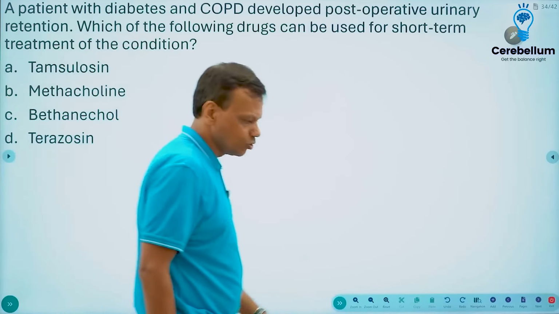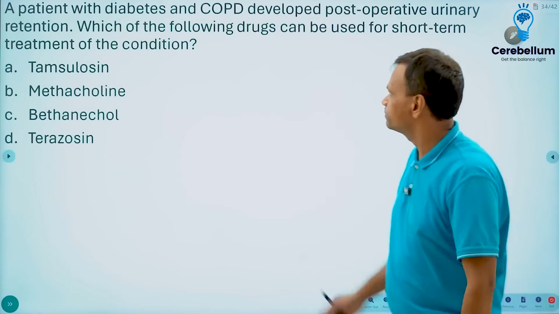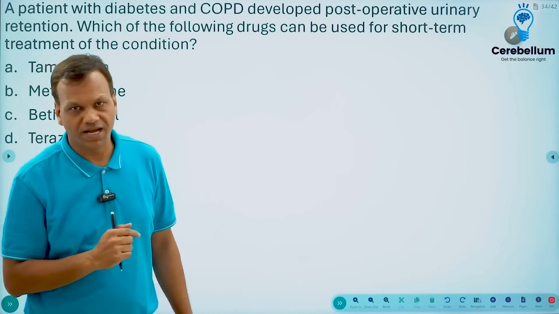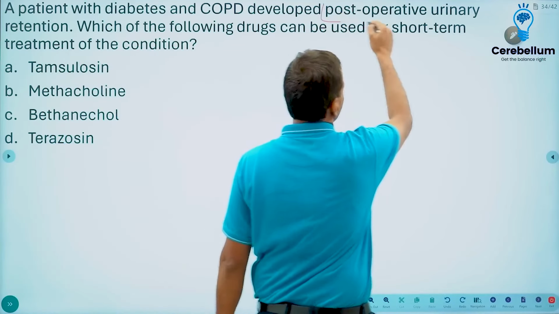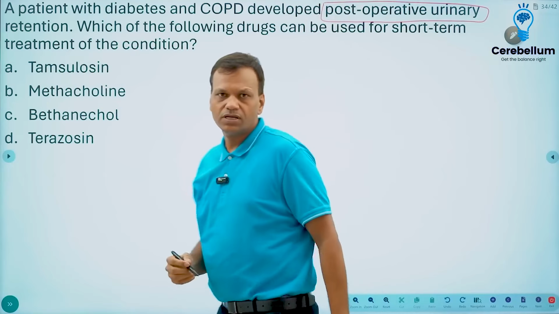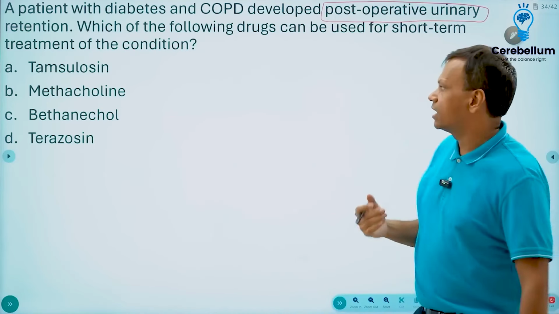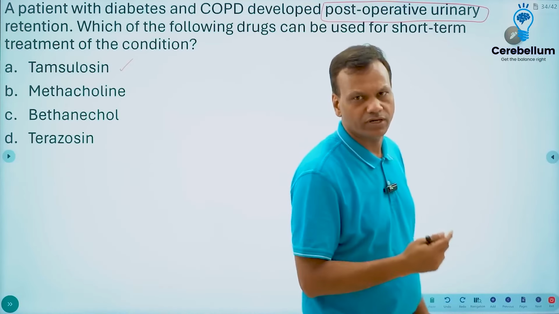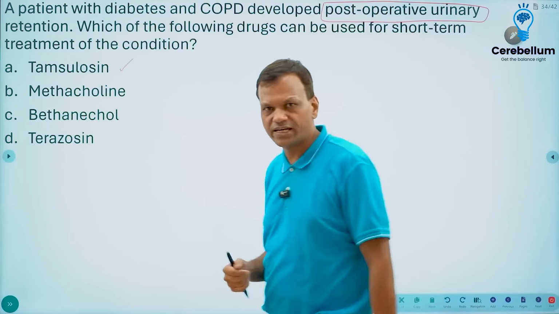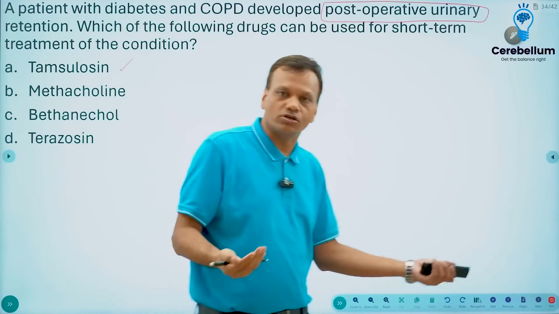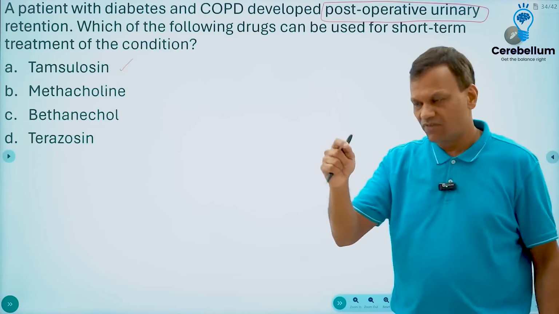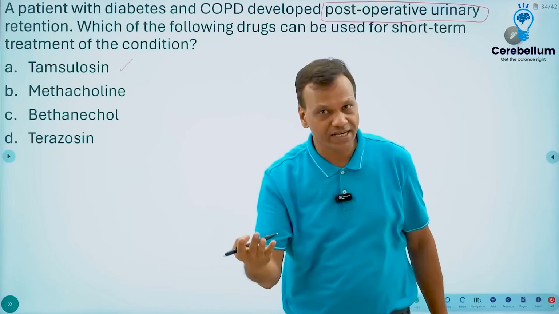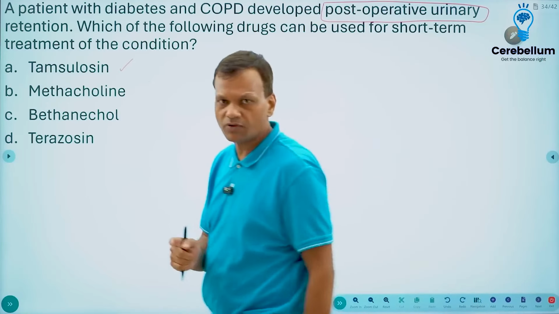A patient with diabetes and COPD develops post-operative urinary retention, and which of the following drugs should be used? Now see carefully, guys. What is the condition being asked? The condition being asked is post-operative urinary retention. Many students say the answer should be tamsulosin because it is used in urinary retention. But see carefully, is tamsulosin used in urinary retention due to BPH or due to any cause? Obviously it is used for BPH. In BPH, there is constriction of the urethra. When we give tamsulosin, it will dilate the urethra. It is used to treat urinary retention due to BPH, but not post-operative.